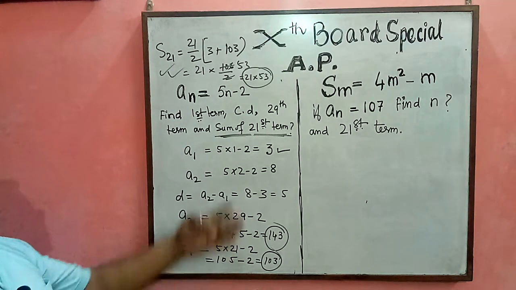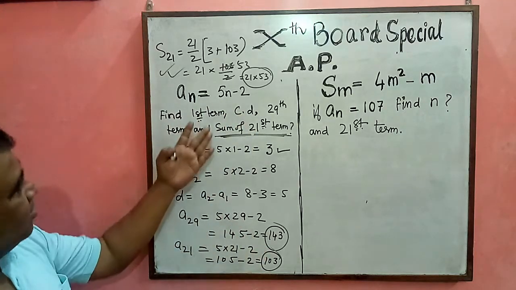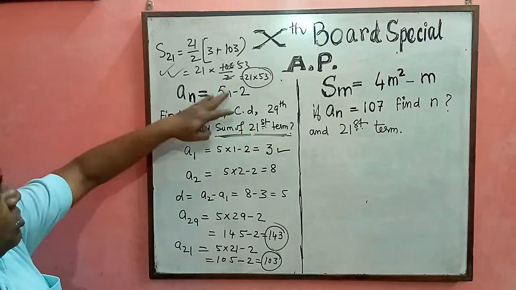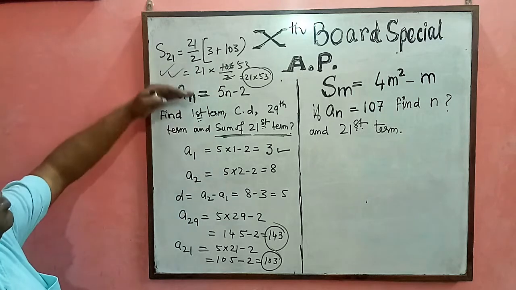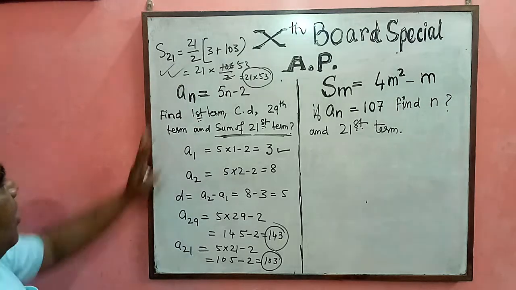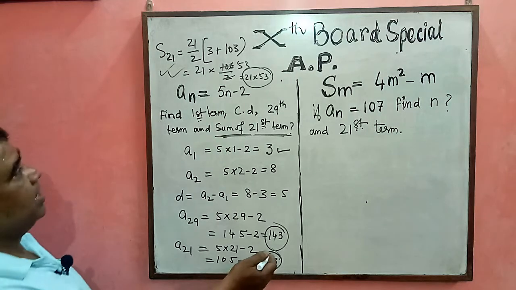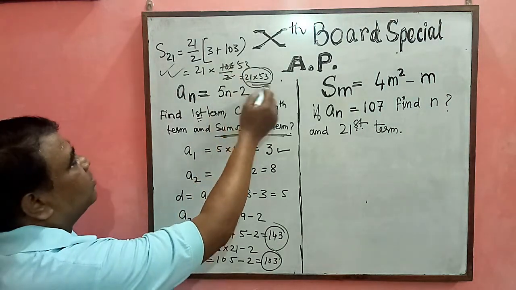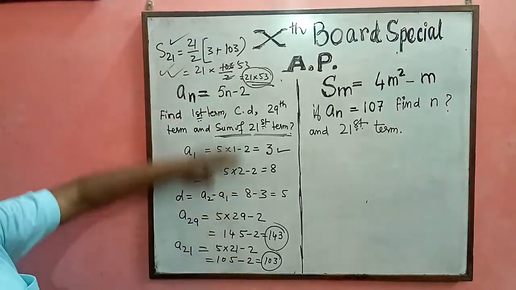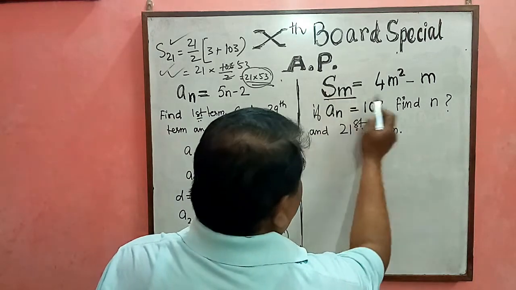Obviously, when the number of terms is given, you will be asked to find the sum. You find the last term, put the first term, and use this identity n upon 2 into (a plus l), that is the first term plus last term. The last term is the 21st term, that is 103, so 3 plus 103 is 106, this is 21 upon 2 into 106, the S21. This way we can solve this problem. Here you see, the sum of m terms is represented by 4m squared minus n.